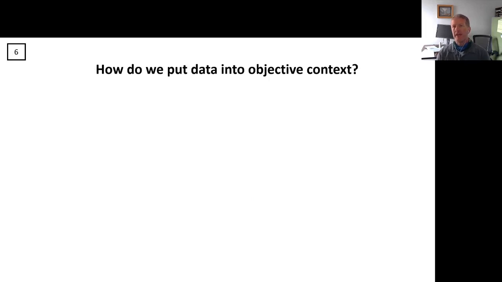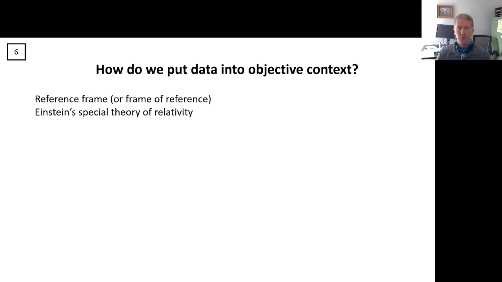So if data are that important to objectivity, then we better be able to put our data into some sort of objective context that we all agree is independent of our whims. The way that we do that is through the establishment of what's called reference frames or frames of reference. These are made famous in that they're really important to understanding Einstein's special theory of relativity, especially in terms of space-time type reference frames.